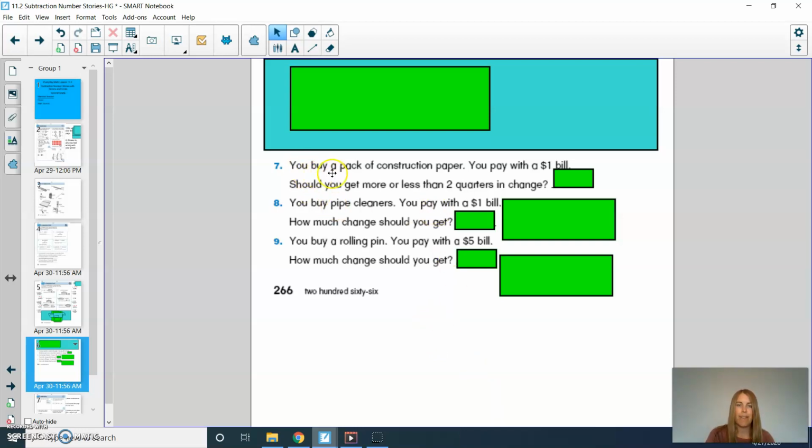So for question number 7, you buy a pack of construction paper. You pay with a $1 bill. Should you get more or less than 2/4 in change? Press pause and then play when you're ready to hear the answer.